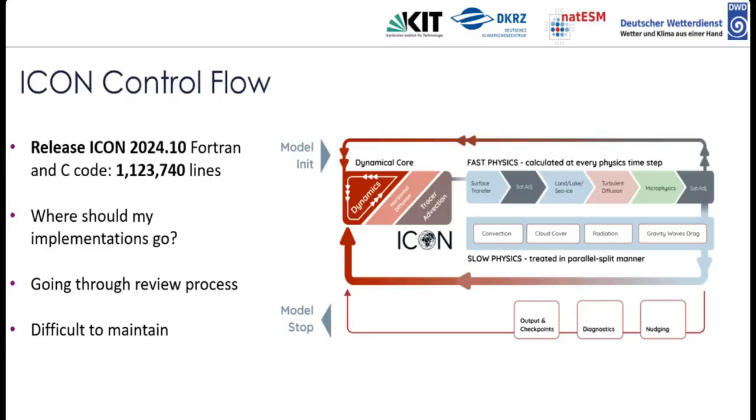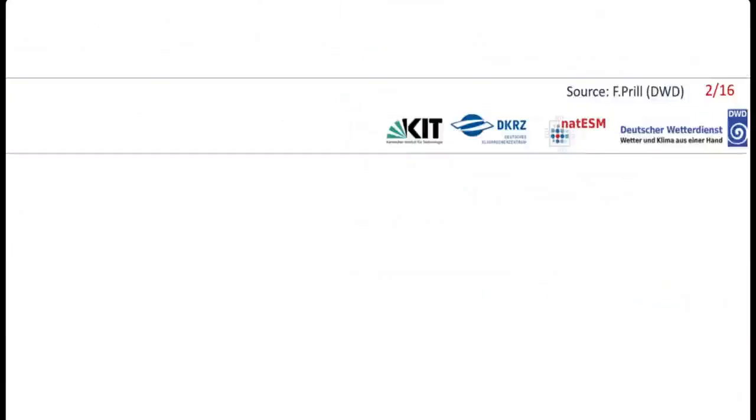And once you are done with your development, it's very difficult to get your branches into a review process. And if your branch doesn't merge into the master branch of ICON, then it's very difficult to maintain it, because it has to live in a feature branch, which is very challenging to keep up to date. And yes, it's a tedious process.